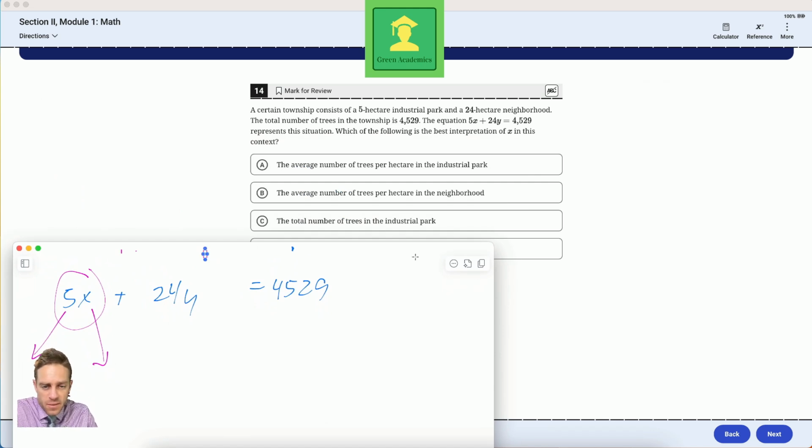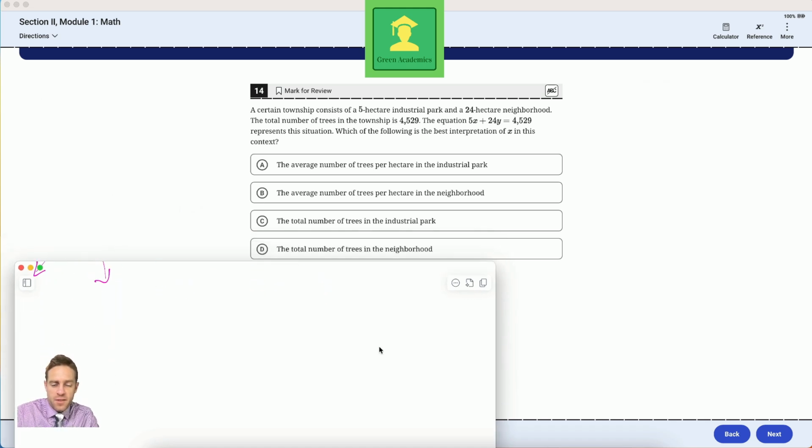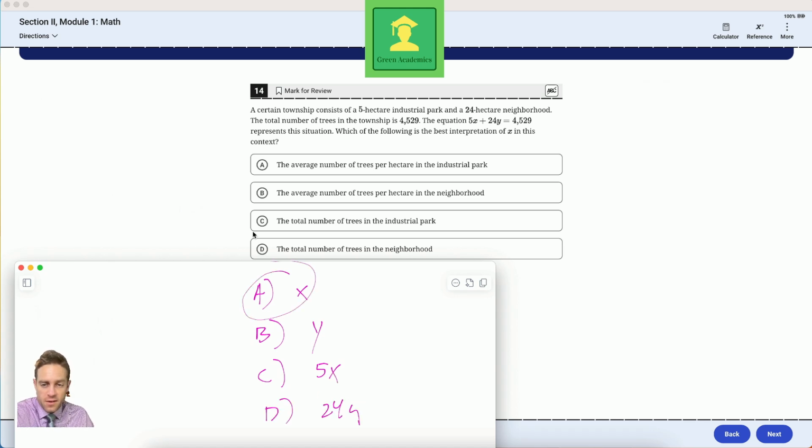But what I do with a lot of my students, just to be crystal clear for this problem, is say what things the other answer choices would have been. So A is X. B, average number of trees per hectare in the neighborhood, well, that would have been Y, right? Total number of trees in the industrial park, that's 5X. And total number of trees in the neighborhood, that's the 24y. But this is the answer.